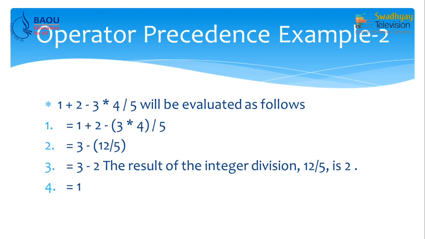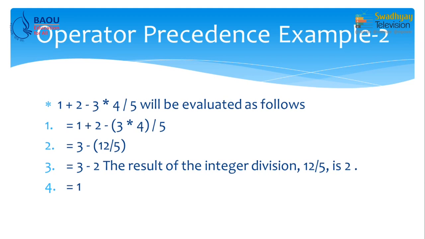So, we know that the multiplicative operators have higher precedence than additive. So, obviously multiplication and division will be evaluated first, but remember multiplication and division have the same precedence. As we mentioned earlier, operators with the same precedence will be evaluated from left to right. So, 3 * 4 is evaluated first. In the first line you can see 3 and 4 is evaluated, and then whatever answer we get will be divided by 5.